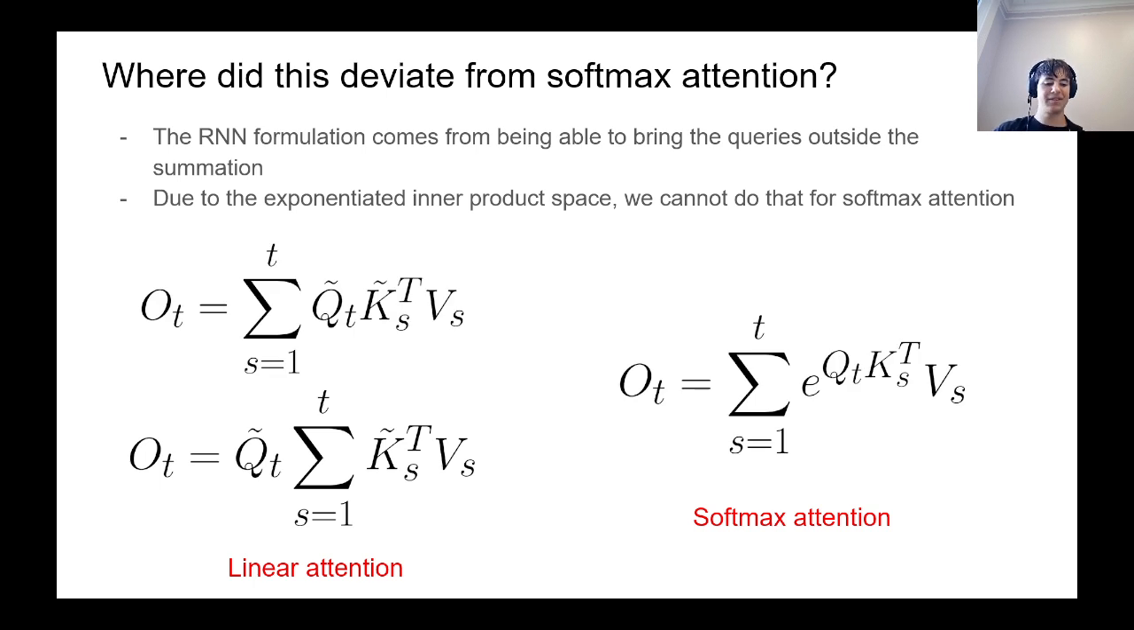So where did this deviate from softmax attention? It deviated when we removed the exponential. You can see here in this formulation, we can move the query outside, and that allows us to define a hidden state because this is only indexed by s. However, here, you can't move the query outside because you can't decompose the exponential of q_t k_s transpose. So you can't move q_t outside, which means you can't formulate a recurrent mode for this.